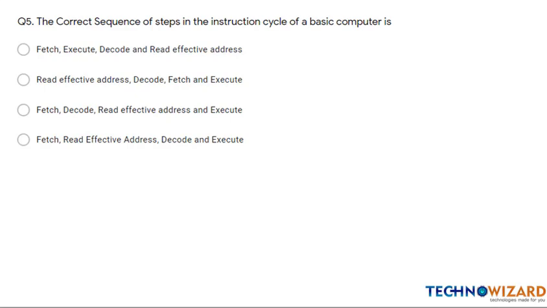Now question number 5. The correct sequence of steps in the instruction cycle of a basic computer is. First of all you will fetch the data, then decode, then read its effective address, and then you will execute the data. Therefore option C is the correct answer here.